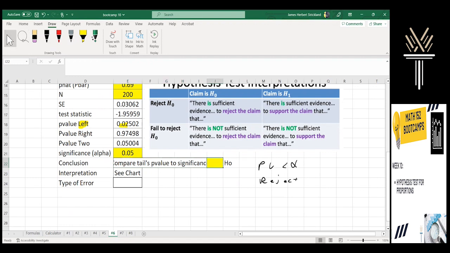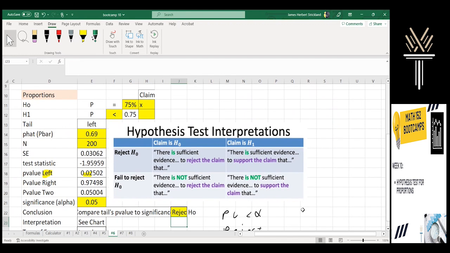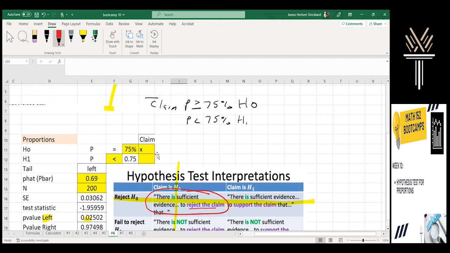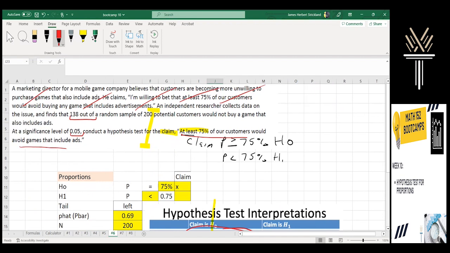We're going to reject the null hypothesis. And so, putting it together, the null hypothesis was our claim. We rejected the null hypothesis. And so here is your sentence. There is sufficient evidence at the 0.05 significance level to reject the claim that at least 75% of customers would avoid games that include ads.